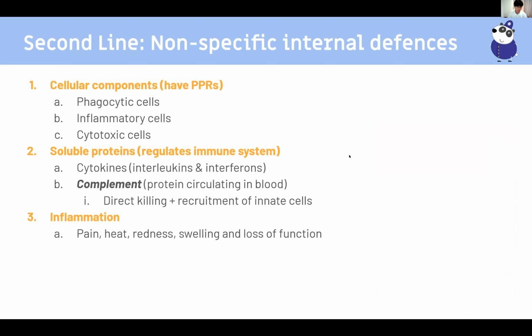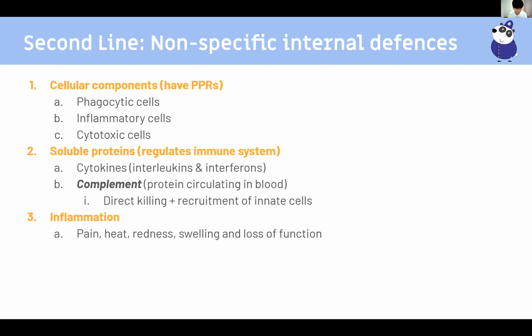All right, so now talking more about the second line, non-specific internal defenses. So we have a cellular component. These have PRRs. So phagocytic cells we talked about, inflammatory cells, and cytotoxic cells, all the cells we talked about. But then there are also other aspects such as soluble proteins. So cytokines, so interleukins, interferons, which help with signaling between cells. And then there are the complements.